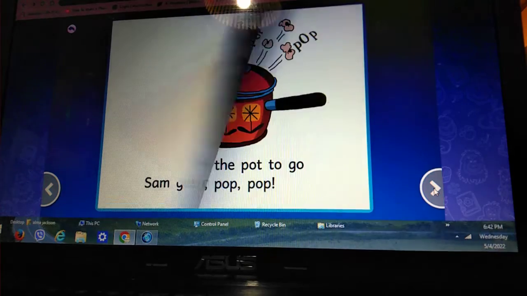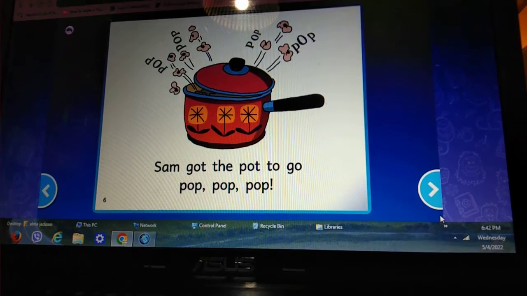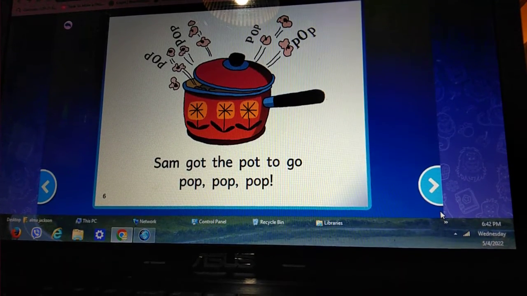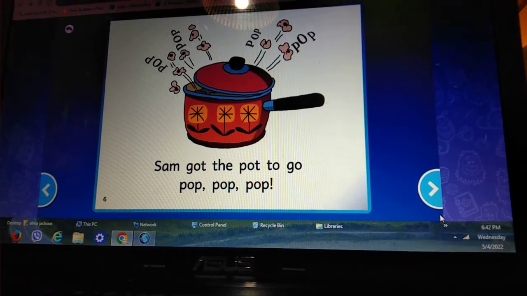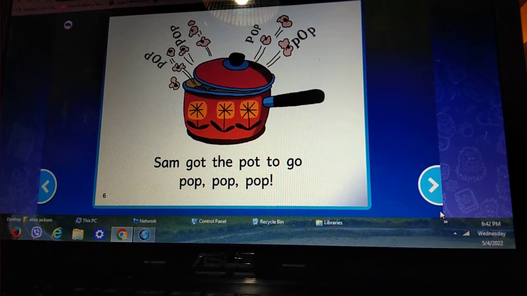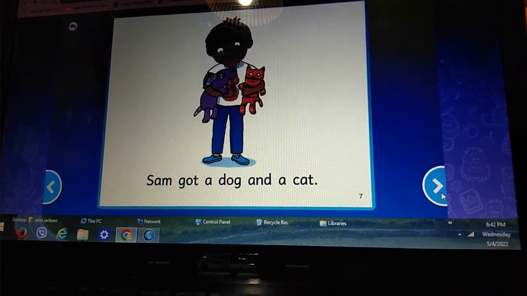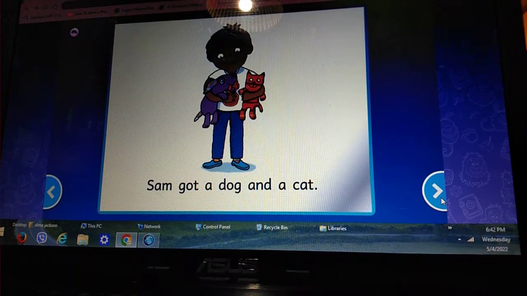Cooking popcorn. Sam got the pot to get pop. Go. Go pop, pop, pop. What happened to the popcorn? Popping. Sam got a dog and a cat.